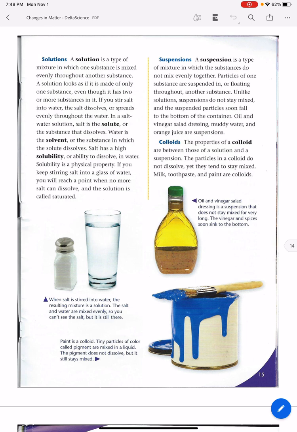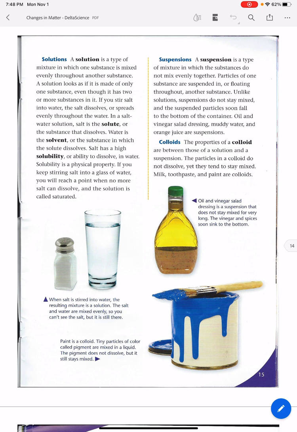Suspensions. A suspension is a type of mixture in which the substances do not mix evenly together. Particles of one substance are suspended in, or floating throughout, another substance. Unlike solutions, suspensions do not stay mixed, and the suspended particles soon fall to the bottom of the container. Oil and vinegar salad dressing, muddy water, and orange juice are suspensions.